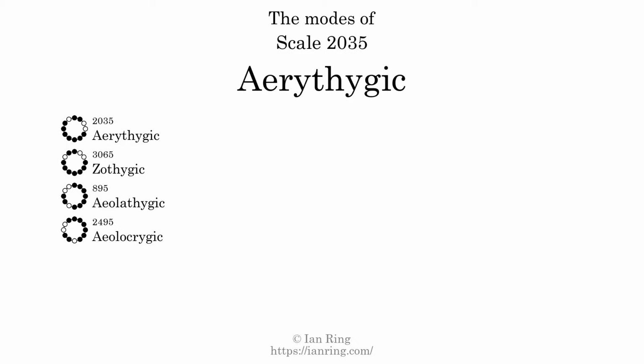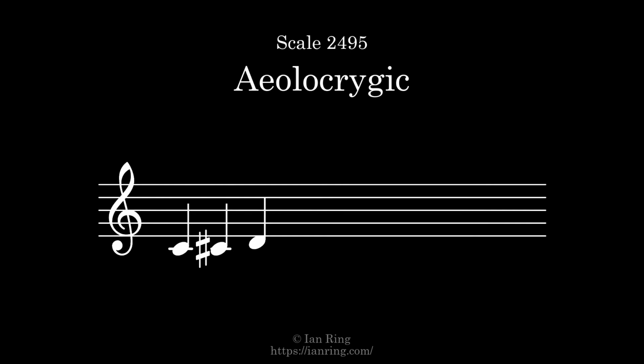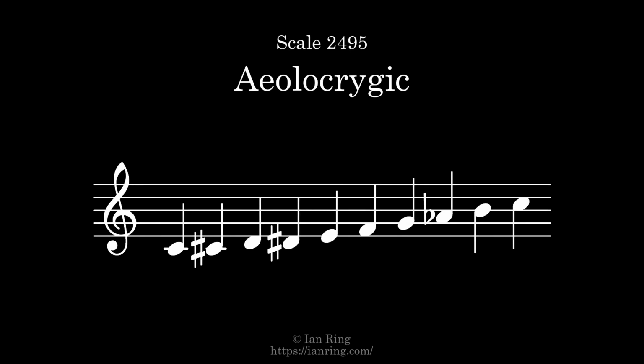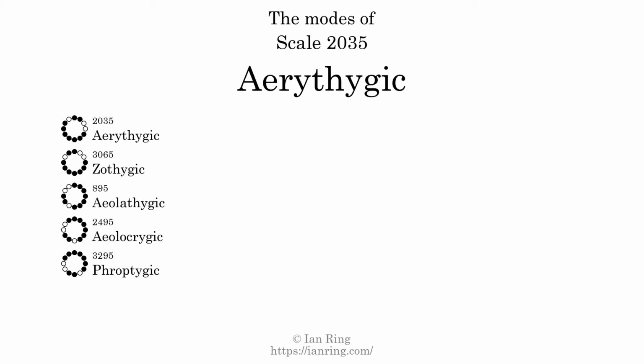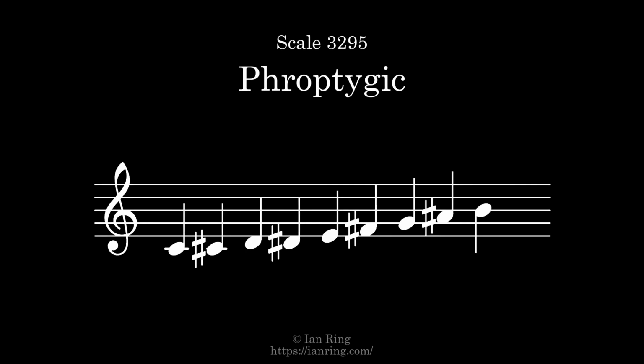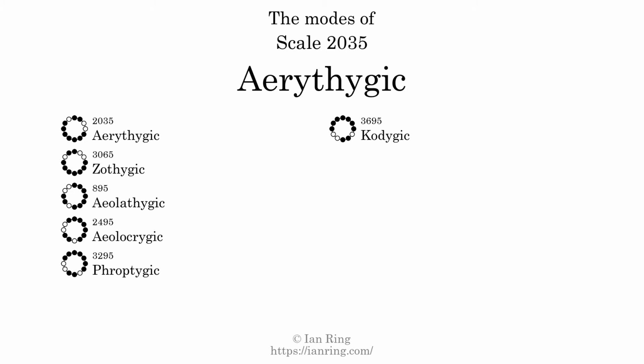The fourth mode is scale 2495, also known as Aerythygic. It sounds like this. The fifth mode is scale 3295, also known as Aerythygic. It sounds like this. The sixth mode is scale 3695, also known as Aerythygic. It sounds like this.